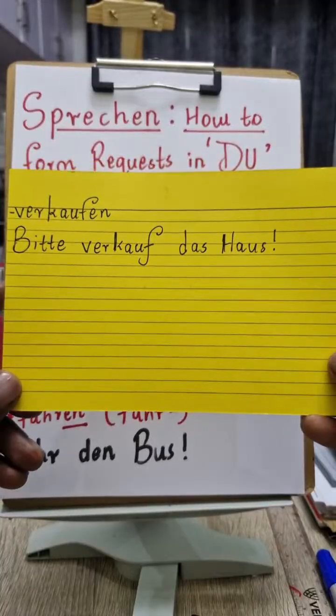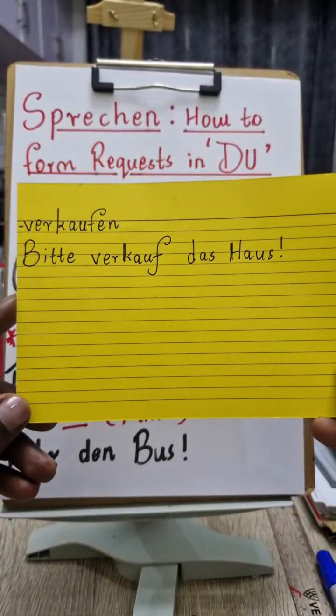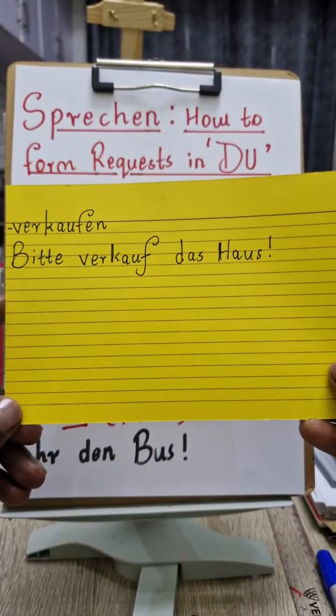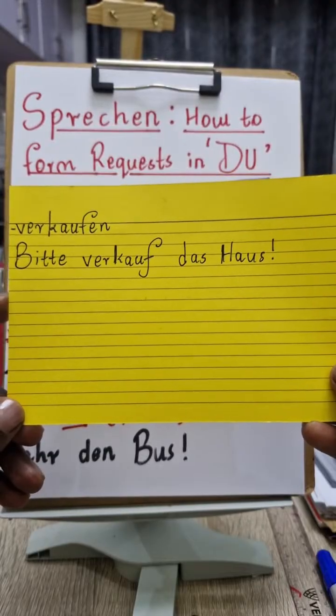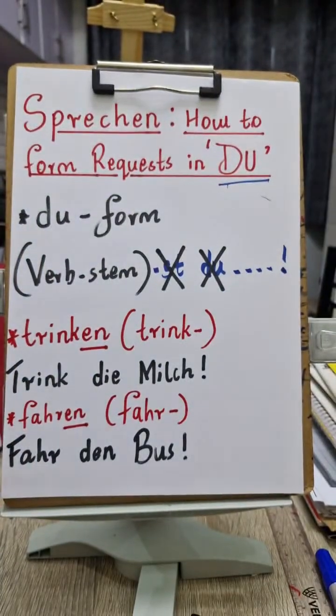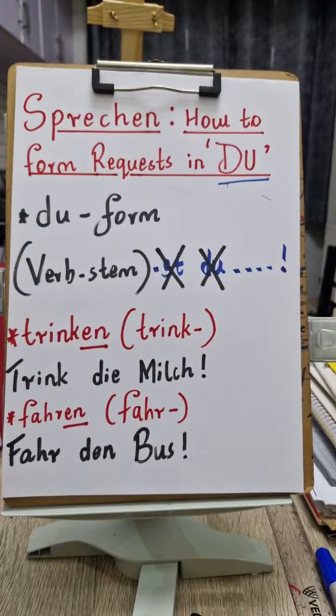Now you can see this one is inseparable. All right, don't say bitte kauf das Haus. It's inseparable. So we don't separate the prefix.